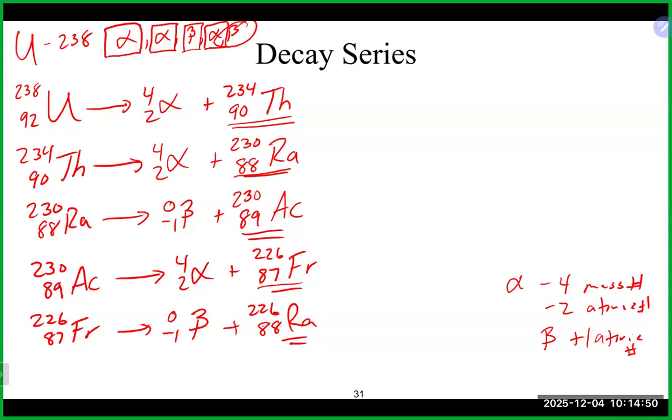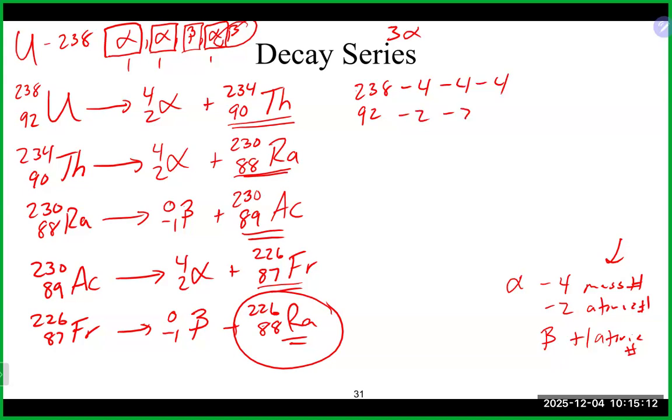Now, if you were just interested in what you get at the end and not really each individual step, you could do the little math down here. You could start with your 238 and 92. And in this case, we had 3 alpha decays, which means we're going to go -4, -4, -4, -2, -2, -2, for our alphas.